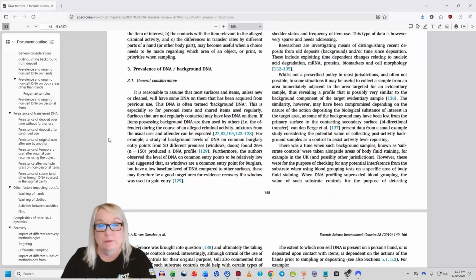It's reasonable to assume that most surfaces and items, unless new or cleaned, will have some DNA on them that has been acquired from previous use. This DNA is often termed "background DNA."